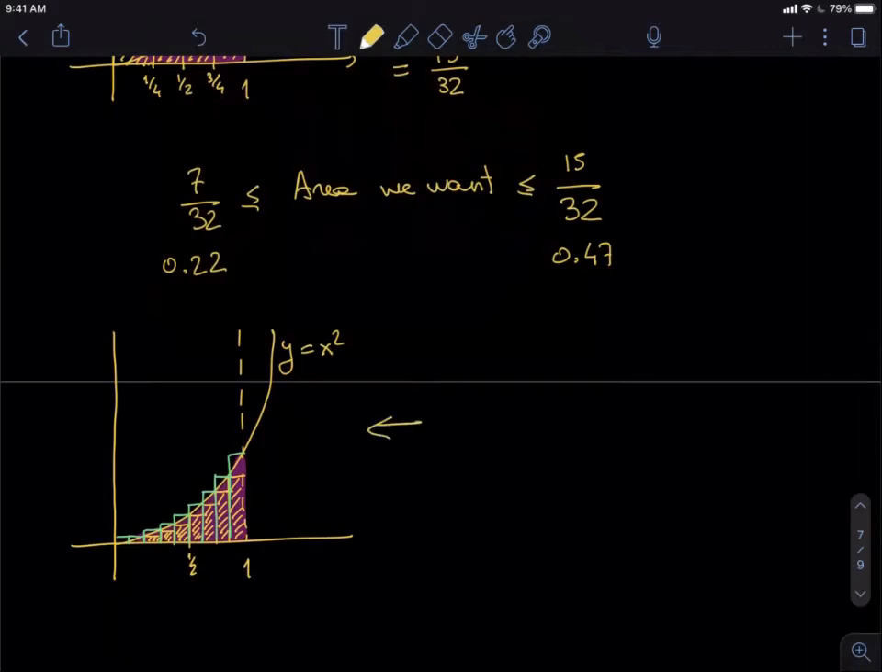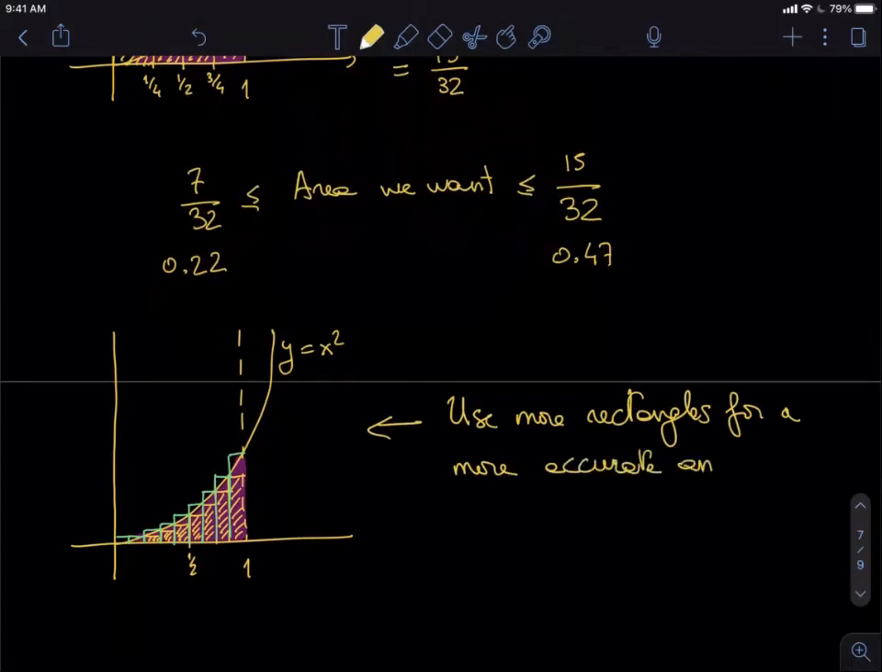Okay, let me take note here. We are going to use more rectangles for a more accurate answer. Okay, this is what I was saying, is more resolution.